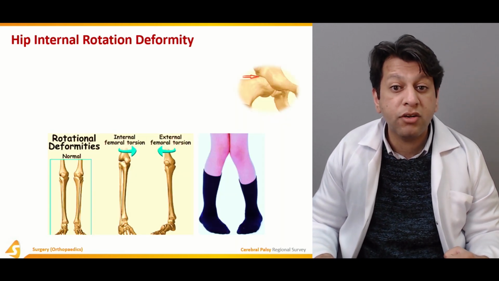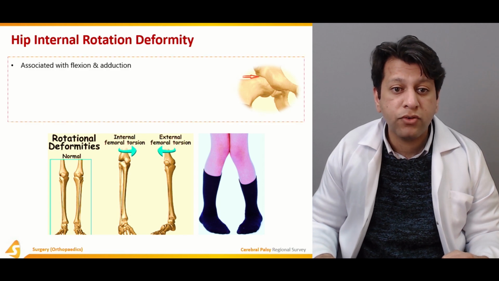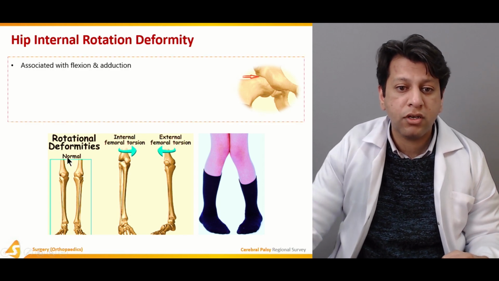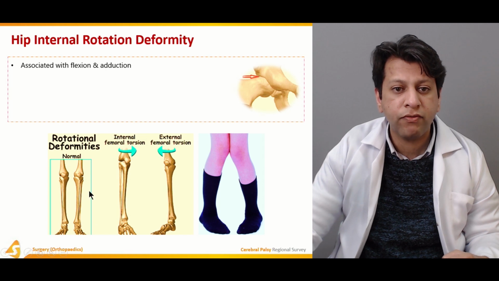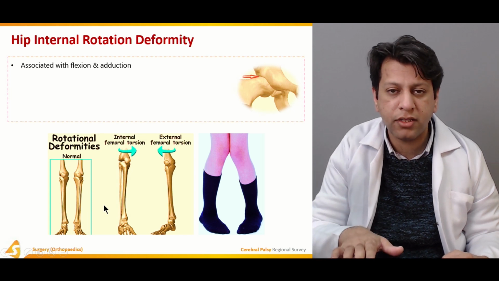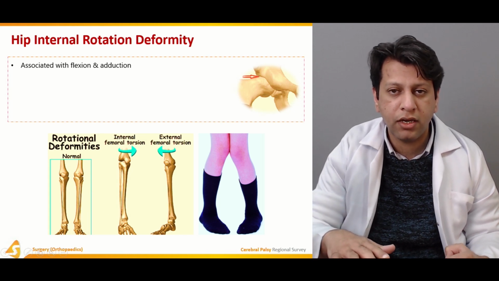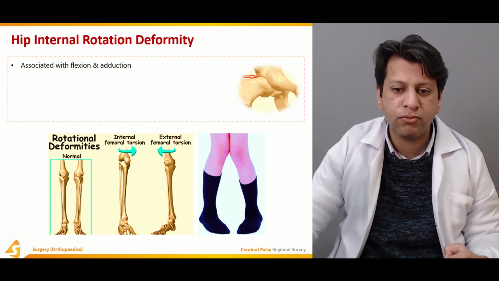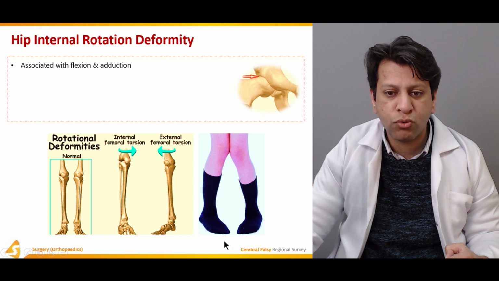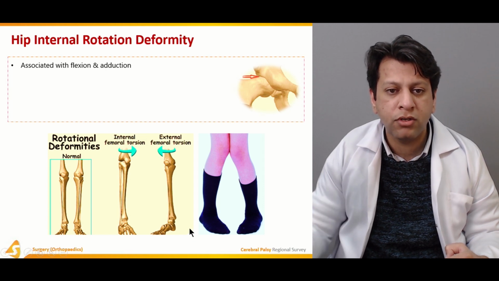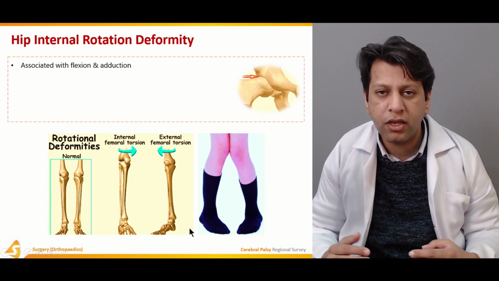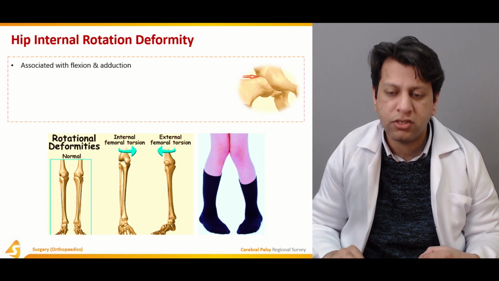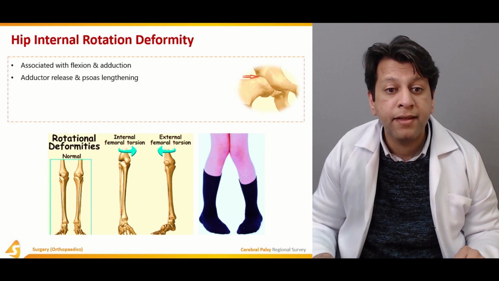Now coming to hip internal rotation deformity. Normally the tibia is usually externally rotated, but if it's internally rotated, then instead of the foot coming out like this, it would come in like this. And if the patient is walking with an externally rotated foot position, instead of the toes going in, they will start going out. So inward and outward toeing gait is associated with internal and external rotation of the hip.